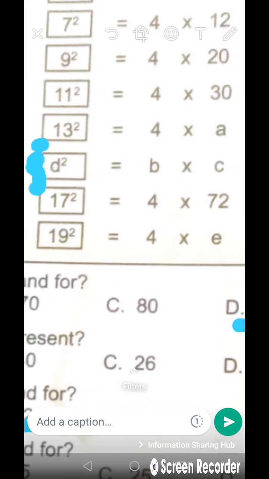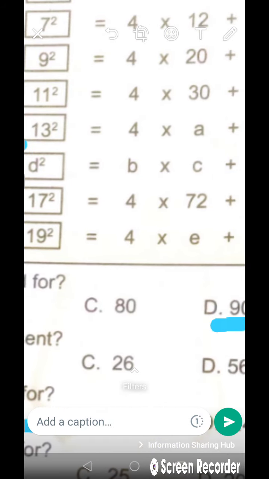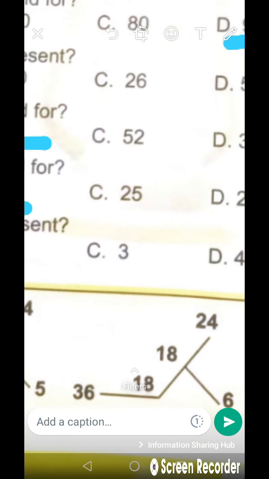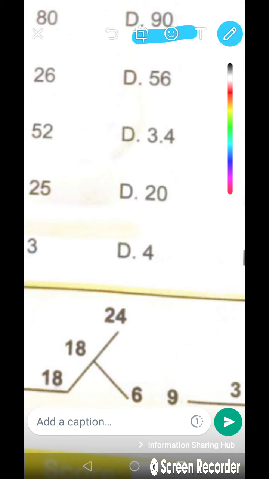So let's check the next question. What does B stand for? Let's look for B. B is, look at this, 4. So B stands for 4. So let's check B. It's going to be 4. I want to believe this is simple enough to understand.